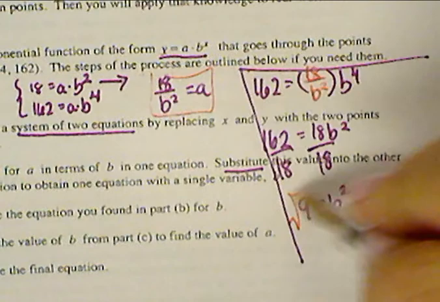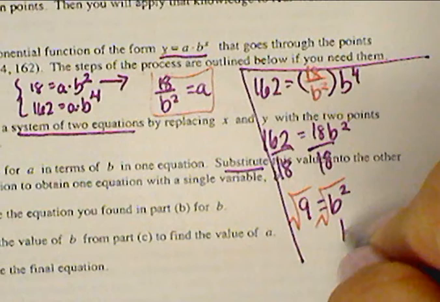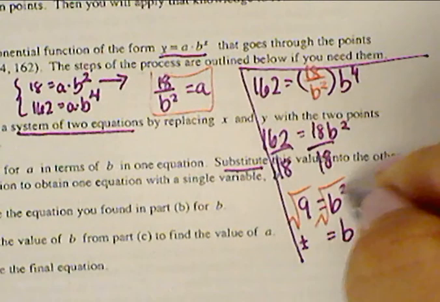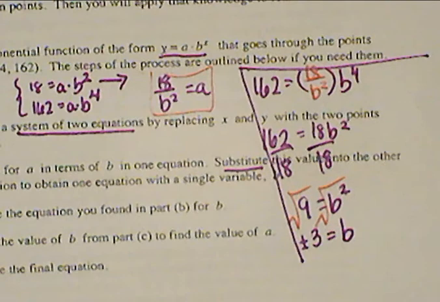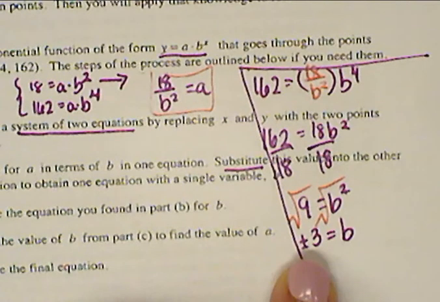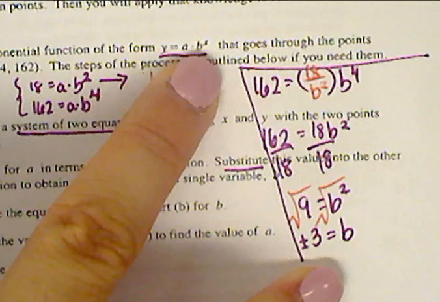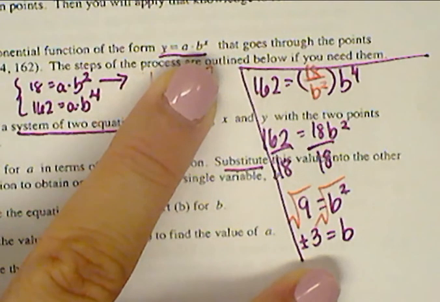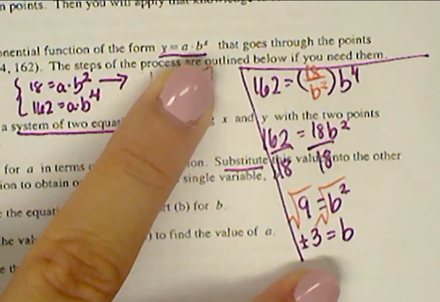So b is, wait, is 3 the only option? No, it's plus or minus 3. Whenever you do square root of a variable squared, it's plus or minus. Because look, if b was -3, squared is 9, and square root of 9 is still 3. Now plug in b. But the thing is, what does my b represent? It represents the base of my exponential function. Can the base be negative on an exponential function? No, the base always has to be greater than 0. So it's 3. So this one, I'm just going to choose only one of the two solutions.